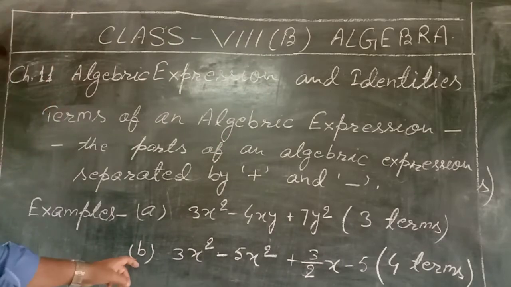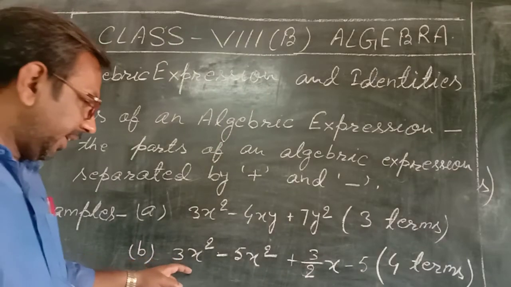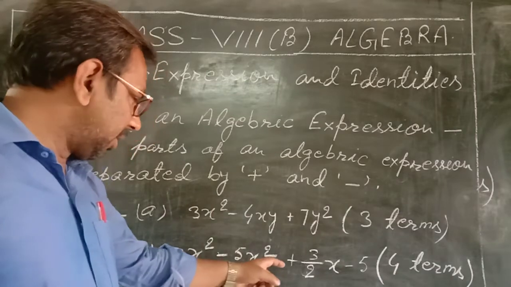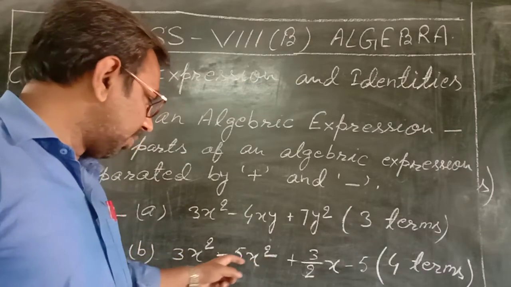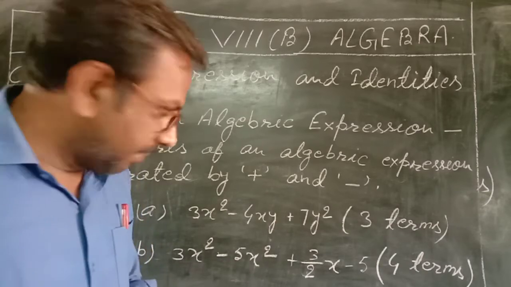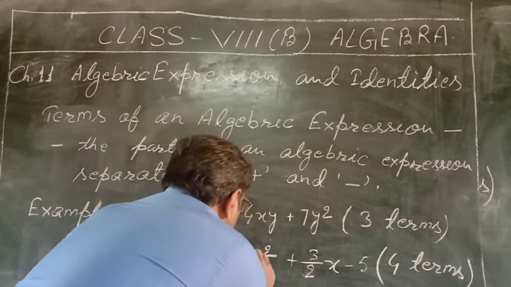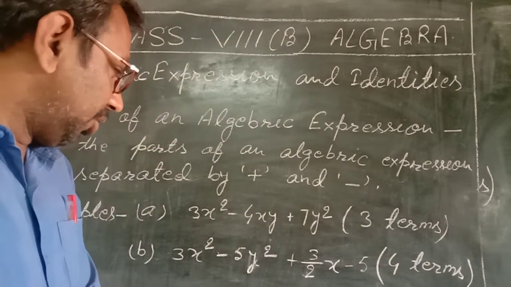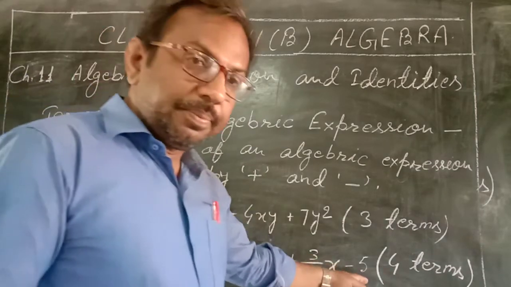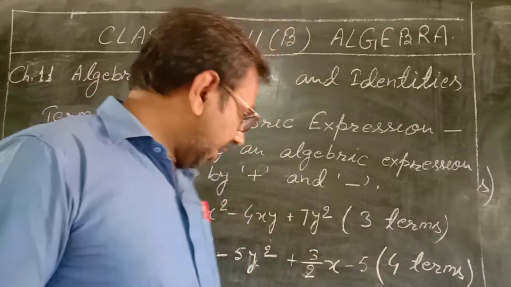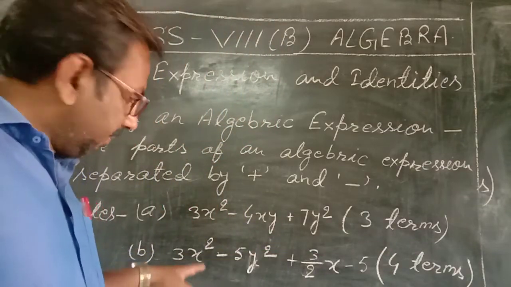Let us see the second example. Here the algebraic expression is 3x square minus 5y square, plus 3 by 2x minus 5. By mistake I had written x square, there should be y square. In this we have 1, 2, 3 and 4 terms, and all these terms are separated by plus and minus signs.